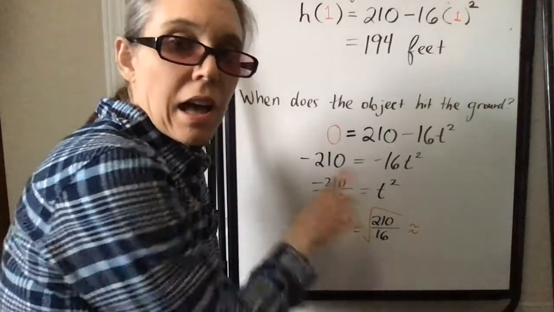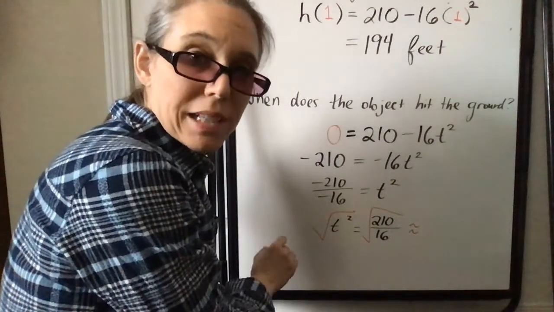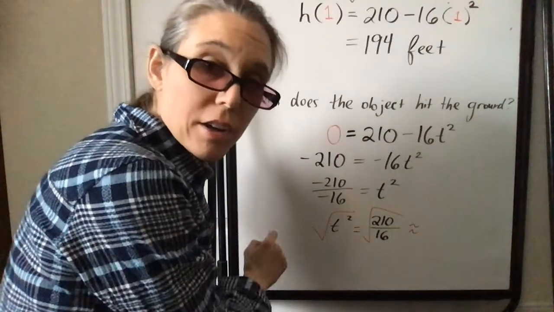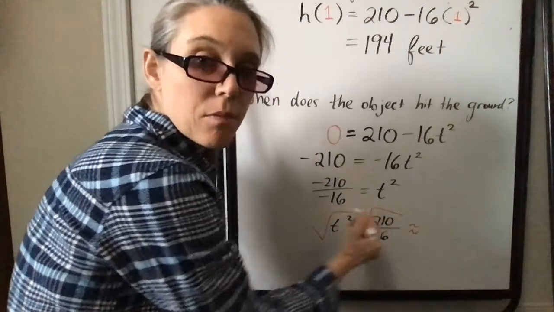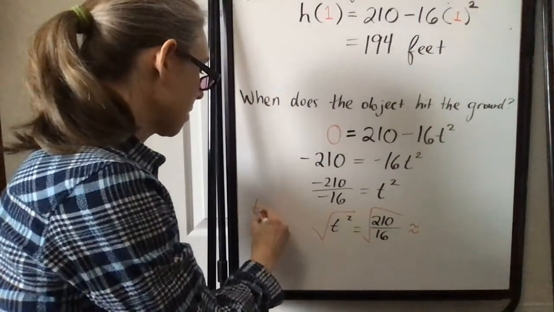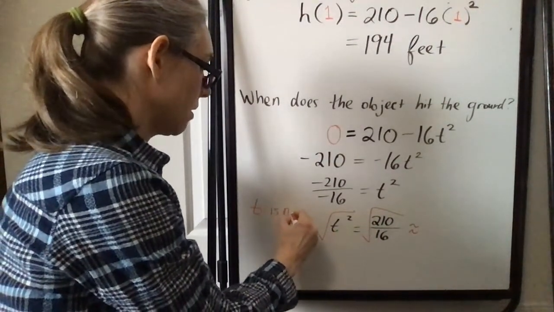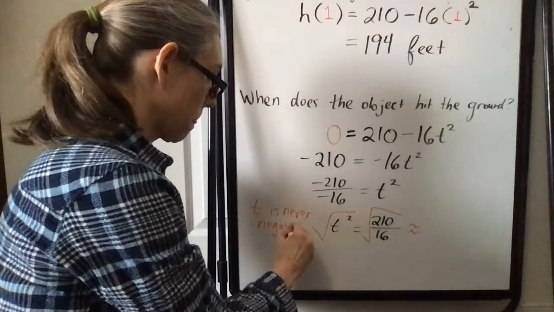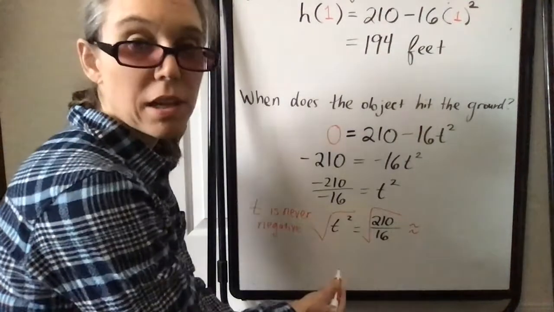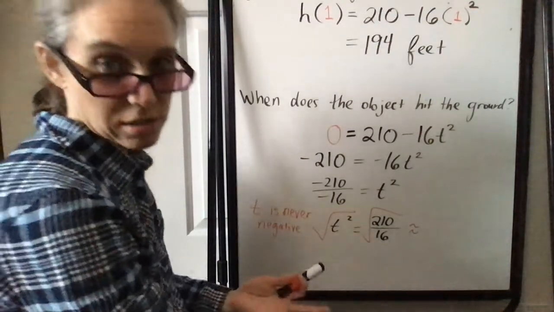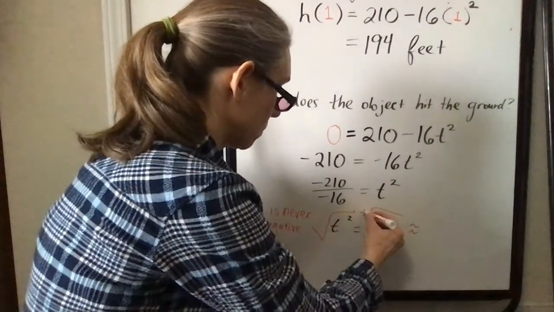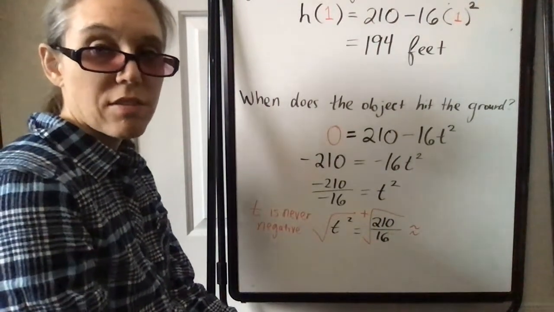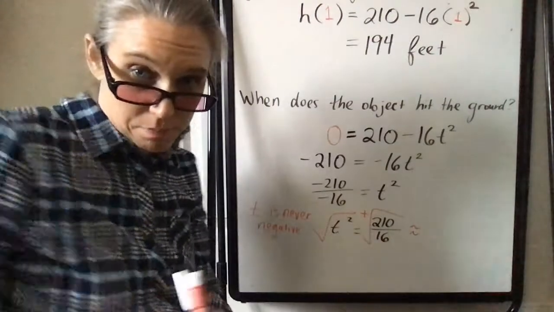Now, I do not need to do plus or minus in this scenario. Usually the square root property will require you to add that plus or minus sign, but because time is never negative, instead of having plus or minus, I get to just have plus. Okay? So t is never negative, so I get to just have the plus, so now I can type this into the calculator.